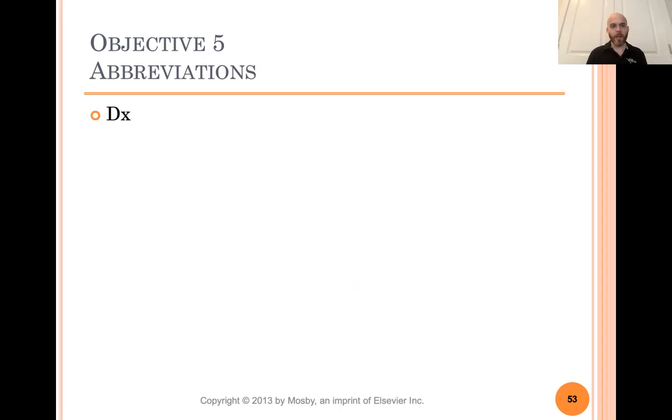So these are the abbreviations, and we're always going to end each session with abbreviations. DX is your abbreviation for diagnosis. PX is your abbreviation for prognosis. Chemo will always mean chemotherapy. CA will always mean cancer. METS always means metastasis. XRT always means radiation therapy. Don't let that X make you think it means X-ray. XRT means radiation therapy.